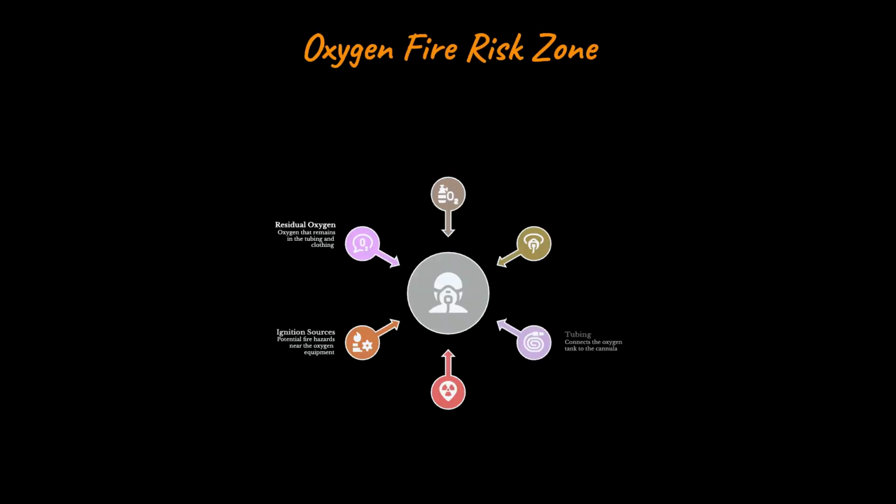Picture the danger zone extending several feet around the cannula and tank. Ignition sources like cigarettes, candles, and gas burners must stay outside that radius. And residual oxygen can linger in tubing and clothing even after the flow is switched off.